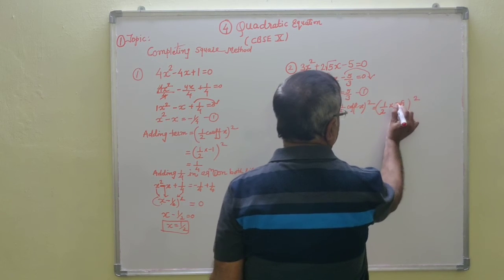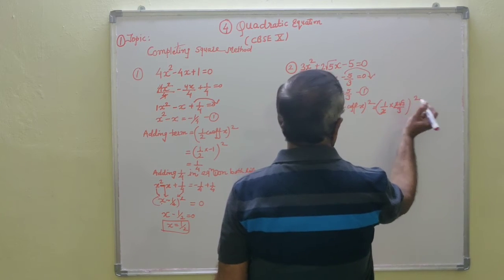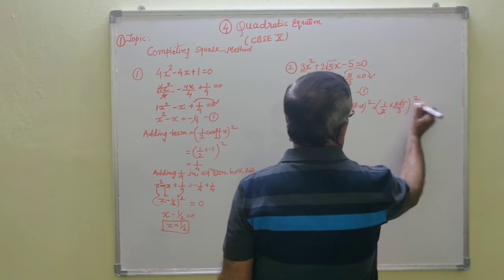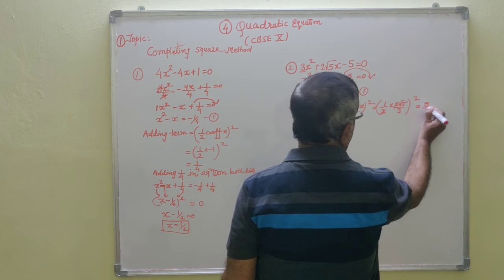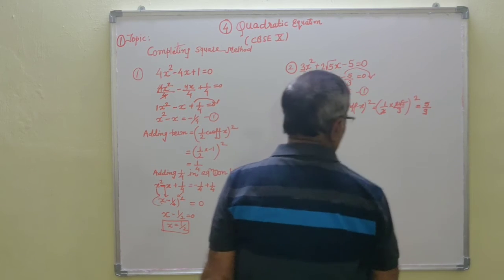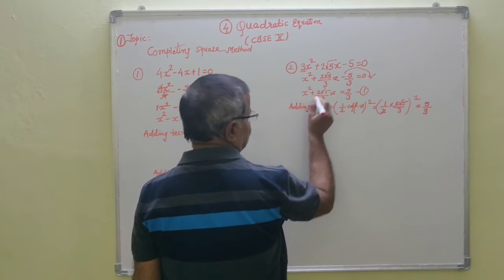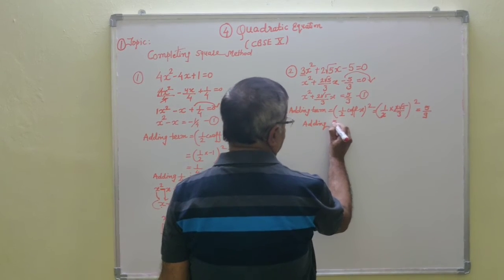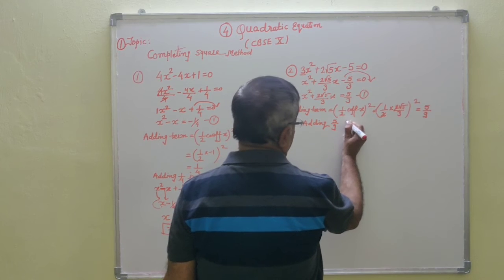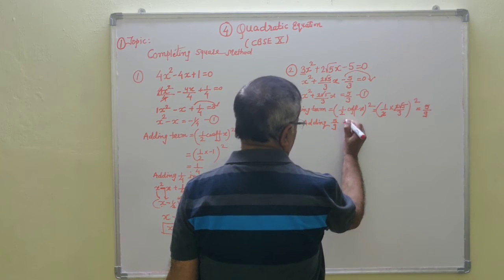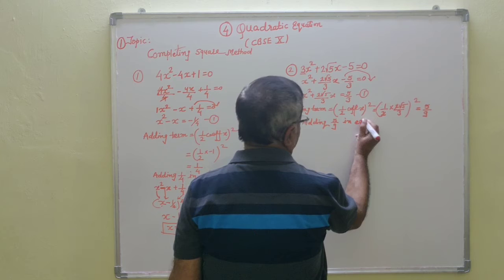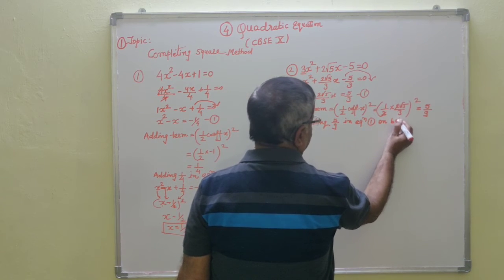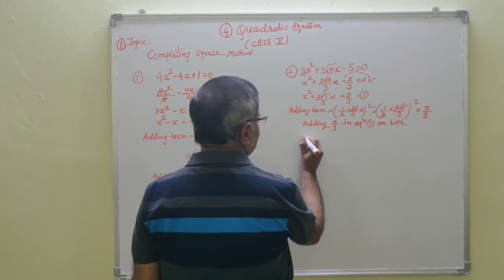Now in this case this 2 will get cancelled. What is the square? The square of root 5 is 5, and 3 square is 9. Okay. Now I will add this to equation number 1: adding 5 by 9 in equation 1 on both sides. Okay, you understand? The same method you have to follow.